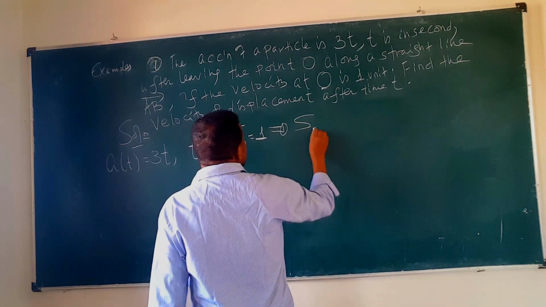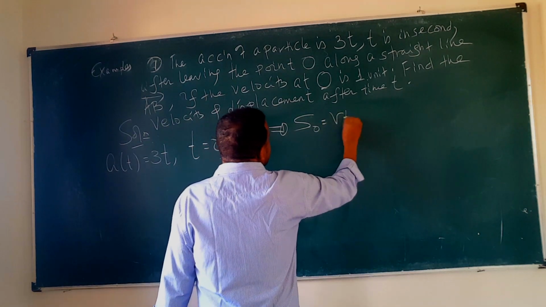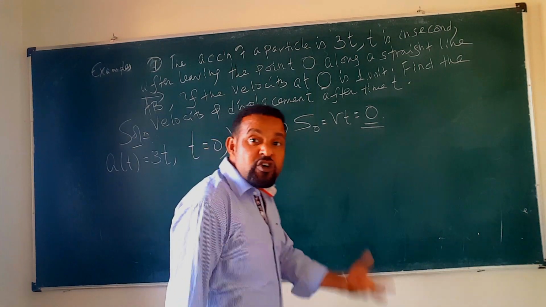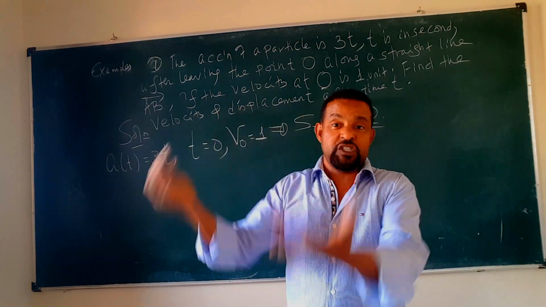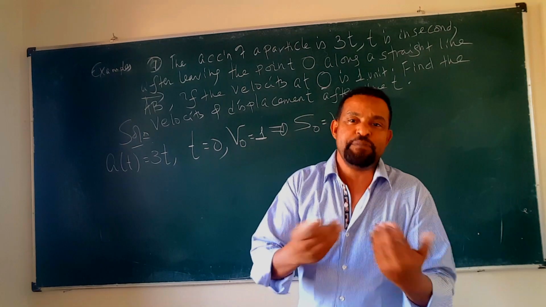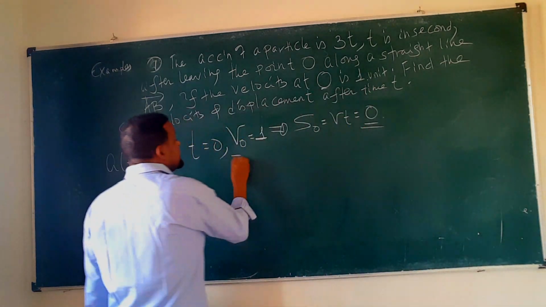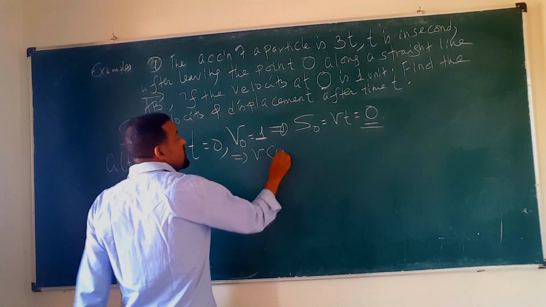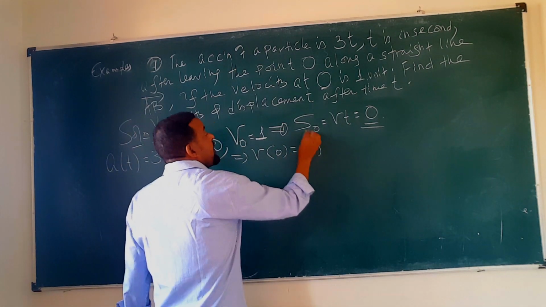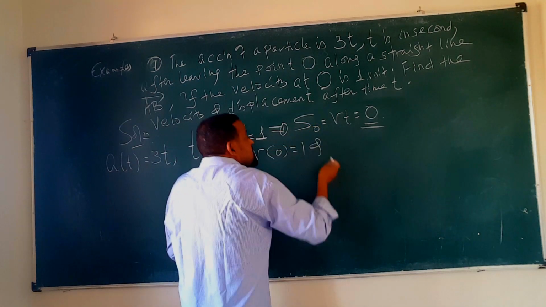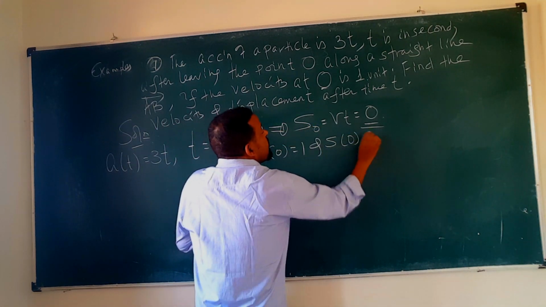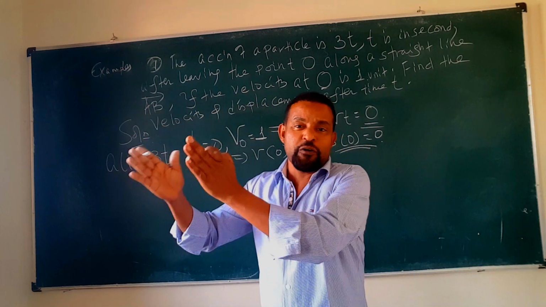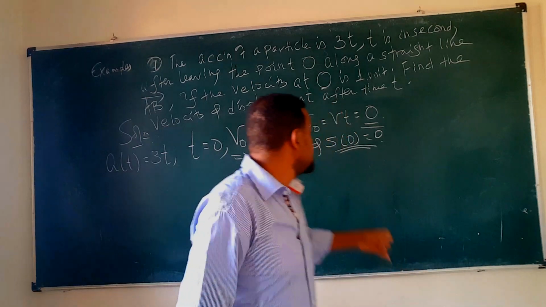So the initial displacement was velocity times t, which is 1 times 0, which is 0. So initial conditions have been given. The initial velocity is 1, the initial displacement is 0. That means v of 0 is 1 and s of 0 is 0 when the value of t is 0.